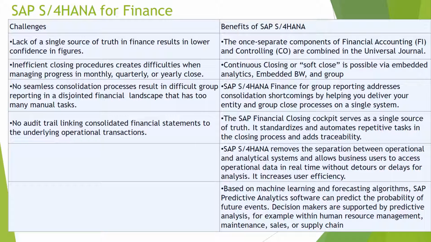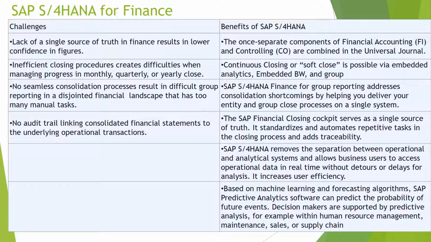And in case of traditional ECC, there is no audit trail linking the consolidated financial statement to the underlying operations and transactions. Whereas in case of SAP S/4HANA, the benefit is that SAP Financial Closing Cockpit serves as a single source of truth. It standardizes and automates repetitive tasks in the closing process and adds traceability, reduces the time, and efficiency is also improved.